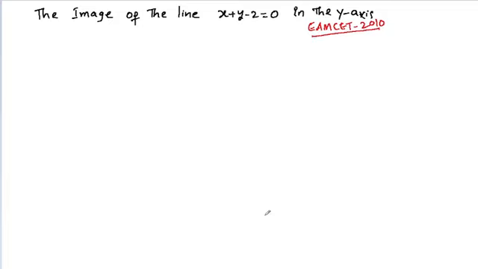The image of the line x plus y minus 2 is equal to 0 in the y-axis. That means this is the x-axis and this is the y-axis. Image of the line, that is, this is the given line.